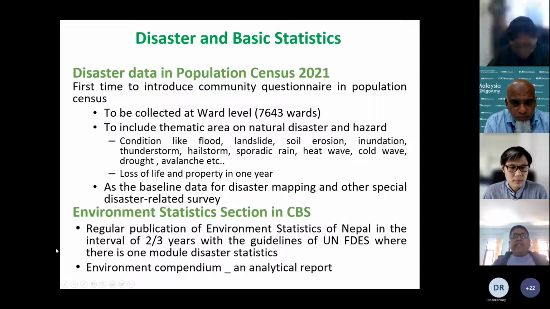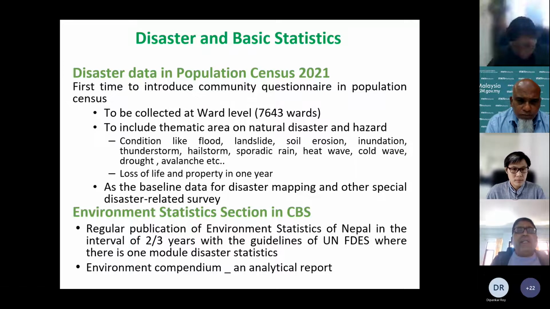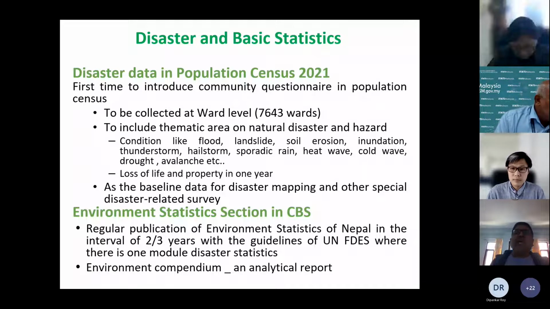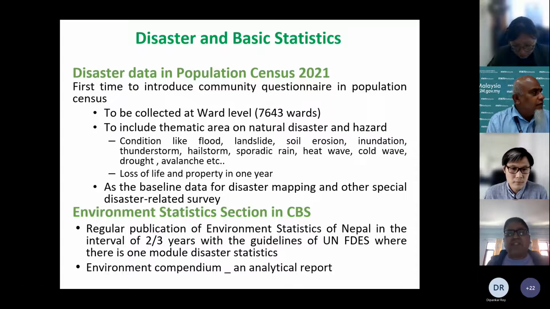Yeah. And the disaster and the basic status, I also have to talk a little about. Disaster data, in the last meeting I also shared this. Disaster data in the population census 2021. I mentioned at that time that in this census we developed the community questionnaire. In this community questionnaire, one of the thematic areas was disaster.